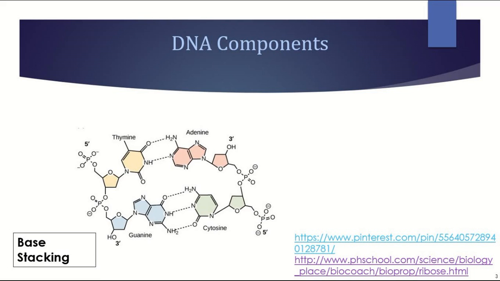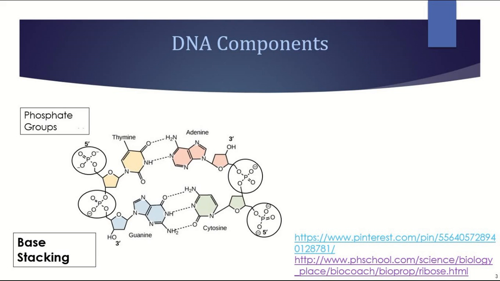Now this is a section of DNA showing off all of the components. First, there's the phosphate groups that make up the backbone of DNA. Then there's the deoxyribose sugars that are shown in blue that connect to these phosphate groups and the bases.